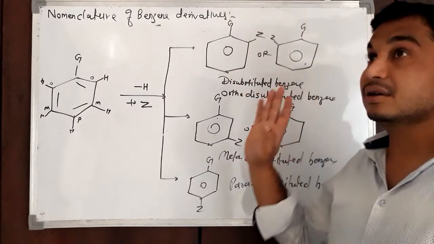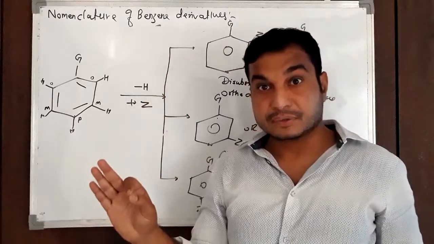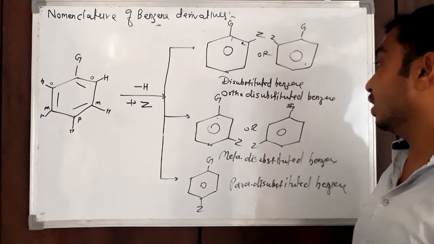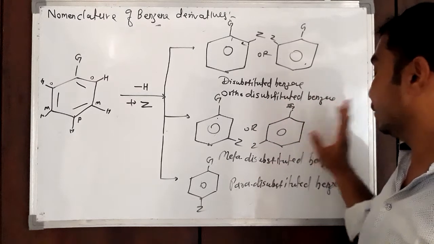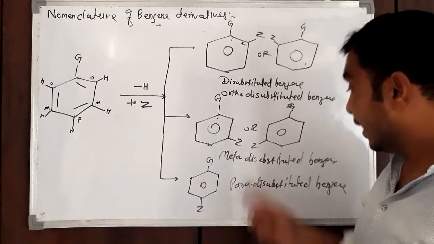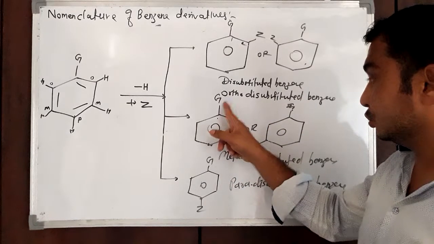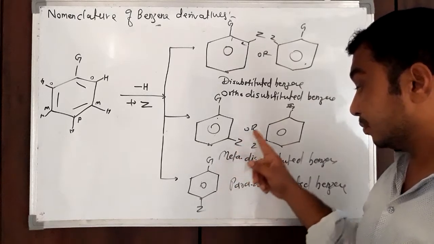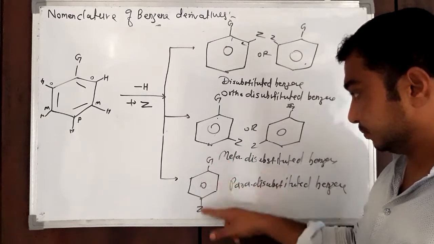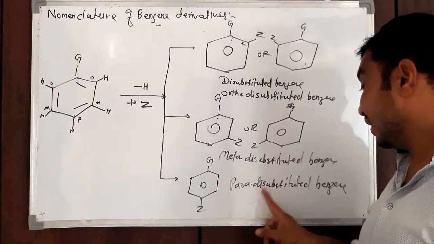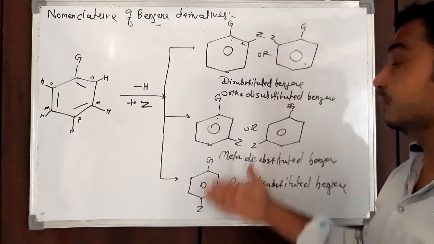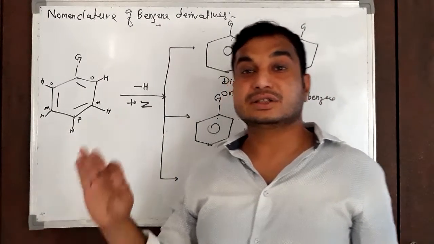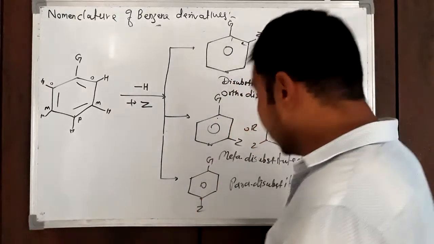If Z is attached at ortho position with respect to G, 1,2 position, then it is called ortho disubstituted benzene. And if that Z is attached at meta with respect to G, then that is called meta disubstituted product. And if Z is at para position, the opposite position, then that is called para disubstituted benzene. So these are the three different isomers possible in case of disubstituted benzene. Okay. Now some example.